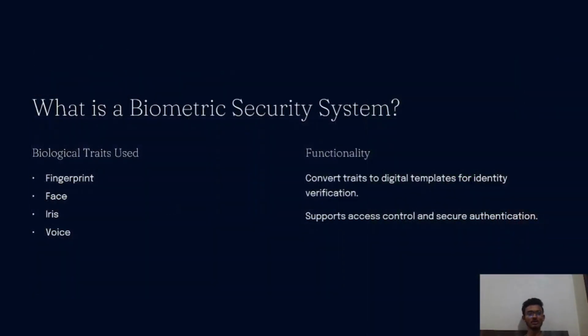Now, what is the biometric system? Biometric traits include the fingerprint, face, iris, and voice. Here are the four main types of biometrics. You can use a fingerprint, as you see in your mobile phone, as well as in the door lock system of your home. The second one is the face recognition system. You can see it in your mobile, or you can see face locks behind it.